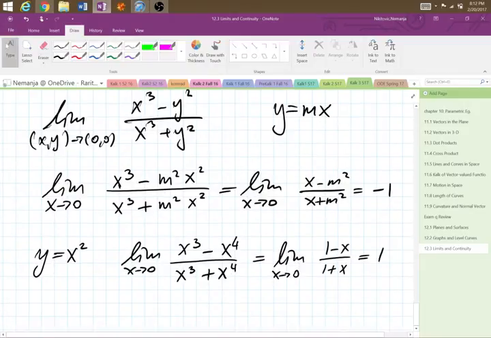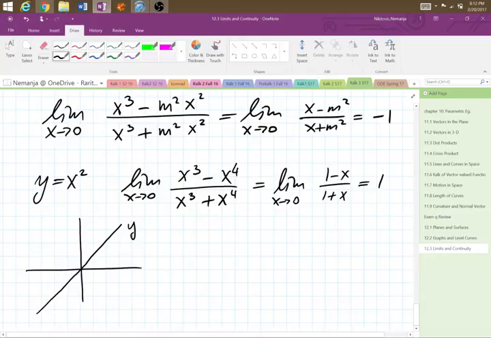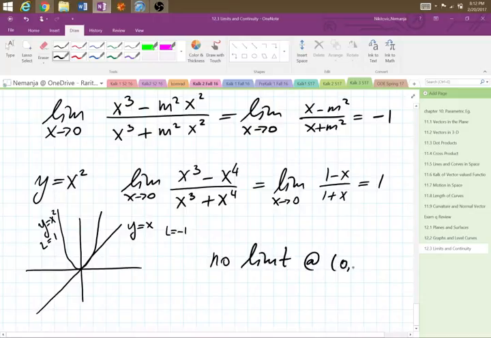So we found that on our domain, if we approach, let's say, y equals x, the limit would be -1, and if we approach y equals x squared, limit would be +1. So no limit at 0, 0 does not exist. We were able to find two paths.